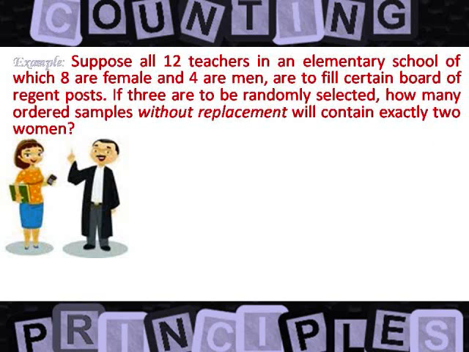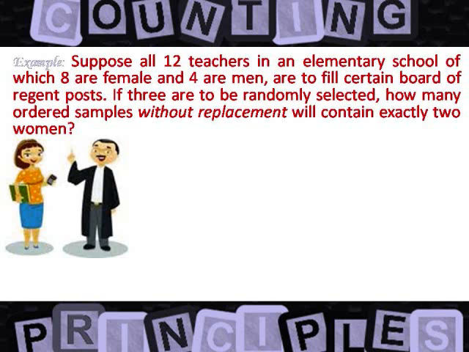For the next item, we have a similar problem, only that we will do a simple random sampling without replacement mechanization. The problem: suppose all 12 teachers in an elementary school, of which 8 are female and 4 are men, are to fill certain board of regent posts, and if 3 are to be randomly selected, how many ordered samples without replacement will contain exactly 2 women?